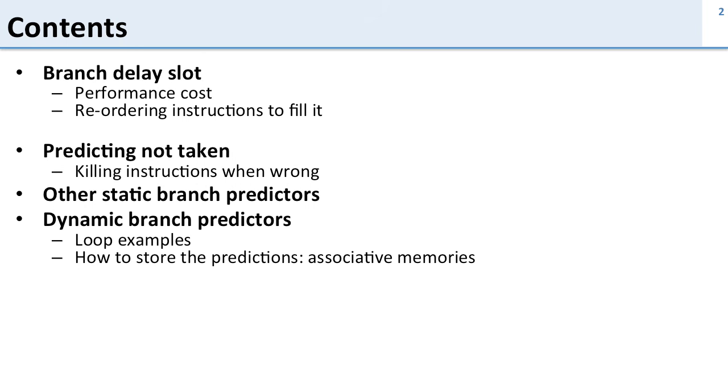So we're going to look at some examples of loops and how they work, and we're going to talk a little bit about how the processor is going to store which branches are taken and when. Finally, we're going to spend some time talking about exceptions and interrupts and what they are and some of the issues that we have with them in pipelines.